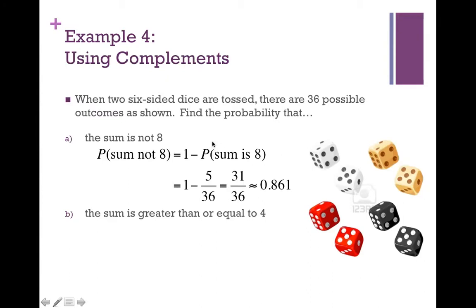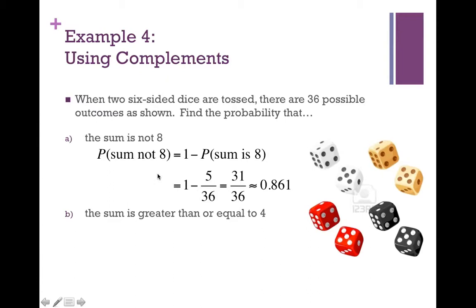So if you look on your paper and you count up all of the combinations that add up to an 8, you should find that there are 5 different possible ways to get a sum of 8. So the probability of getting an 8 is 5 over 36. That means the probability of not getting a sum of 8 would be 1 minus the 5 over 36, which would give you 31 over 36, or approximately 0.861. That is an example of a complement.